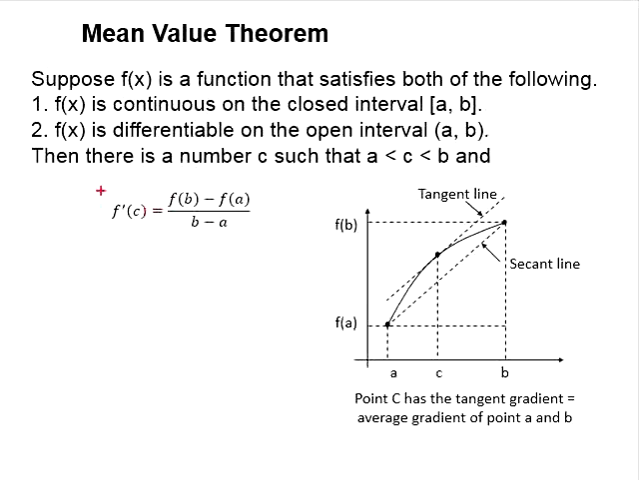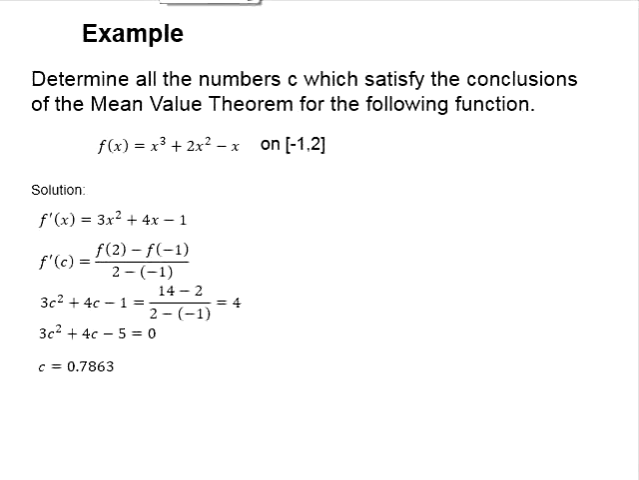The differentiation of the function at point C will be equal to the function at point B minus the function at point A, divided by B minus A. If you find this difficult to imagine, let us try an example to demonstrate the principles.